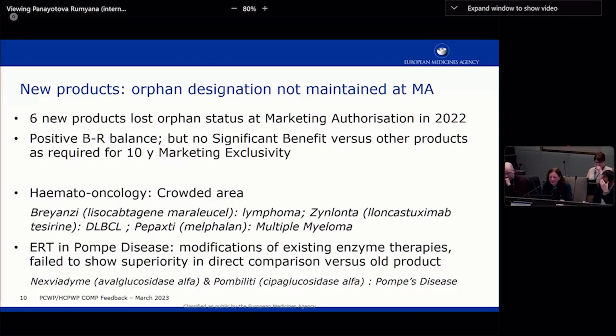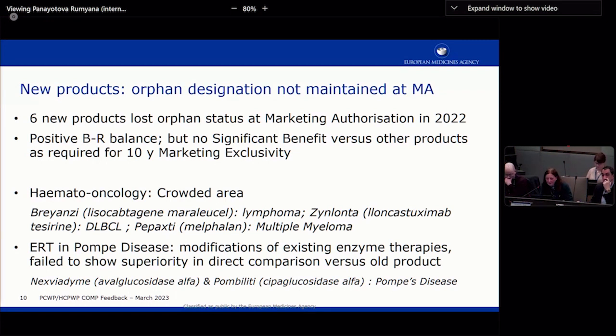You can use them, and they are effective, and they outweigh the risks, and the safety is acceptable, at least. But it mostly happens in the hemato-oncology field, because we get so many products, so it's difficult to establish whether they're really superior to the other ones. And that happened to 3 products. Diffuse large B-cell lymphoma, we got, I think, about 6 or 8 products in the last year. So it's becoming more and more challenging to see whether it's really better.